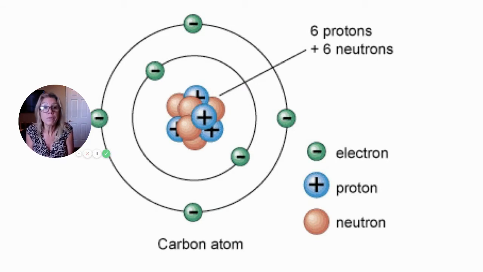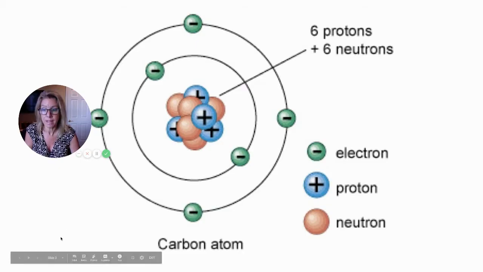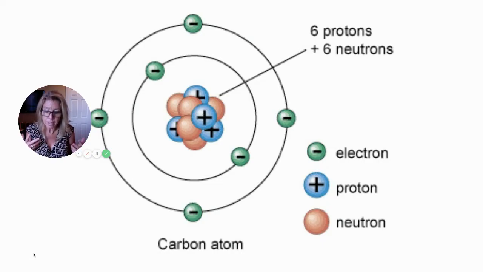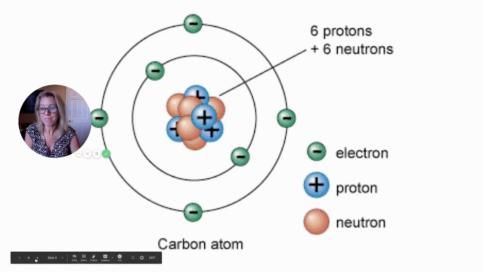Remember from what we learned before, if you want to make an element happy, there's 2 ways to do that. One, fill up its outermost energy level, or get it to 8, the octet rule. So carbon is clearly not happy. And this is why carbon will make how many bonds? I hope you said 4, right? Because that'll bring its valence electrons up to 8. All right, so you have this in your notes already. Number of bonds equals 4.